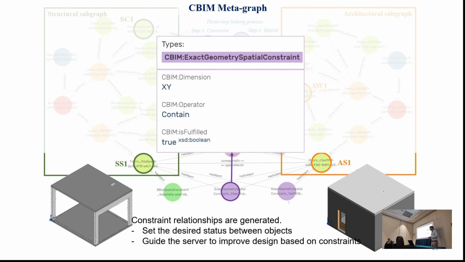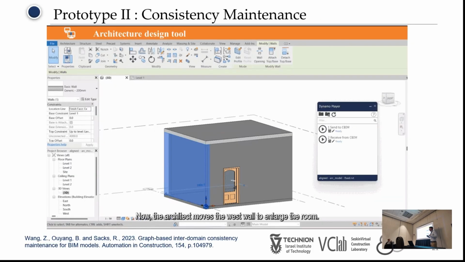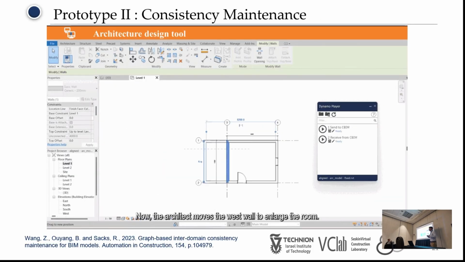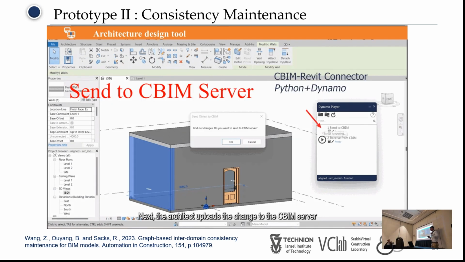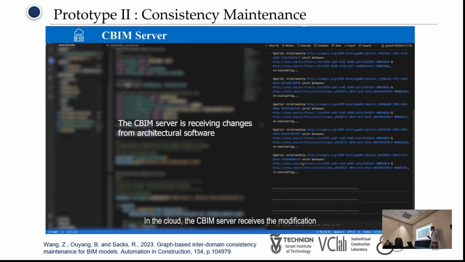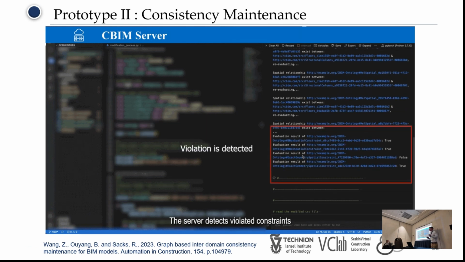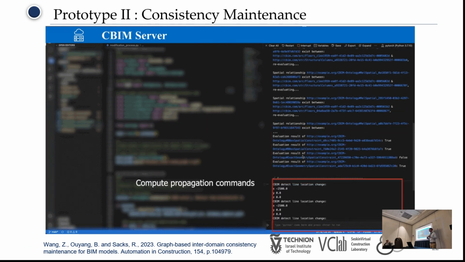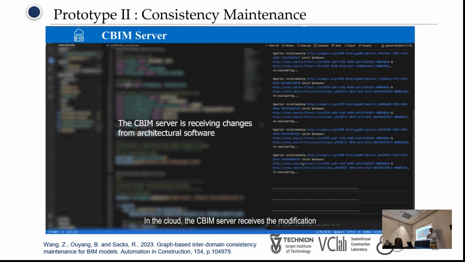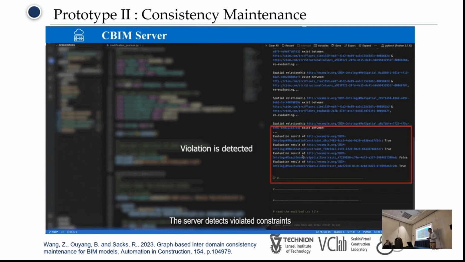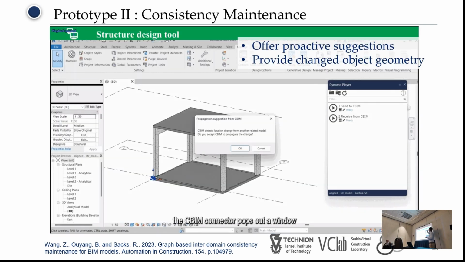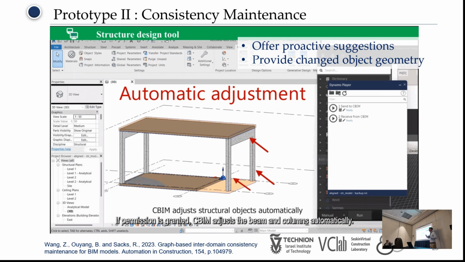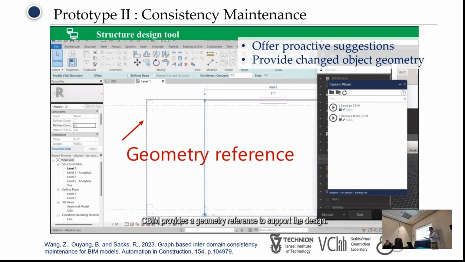For example, now the architects decide to move the wall. After finishing the modification, the architects push the latest version of the model to the CBIM server. CBIM server receives the change, identifies the change, also finds out the violation, and starts to compute the suggestions on how to make those two models consistent. Correspondingly, in the structure model, CBIM provides proactive suggestions. Here, we move the columns and the beams automatically, of course, with the permission of the structure engineer.